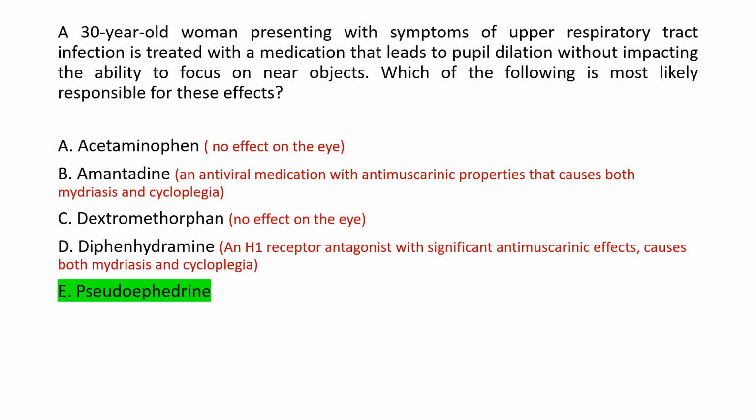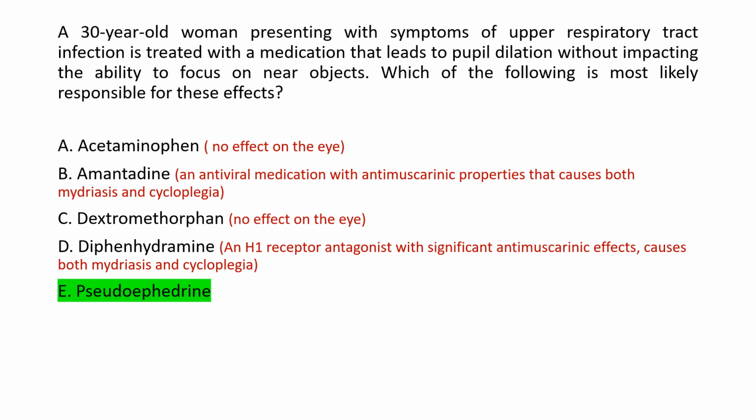Let's have a look at why the other options are incorrect. Option A is incorrect because acetaminophen is an analgesic and antipyretic with no significant effects on the eye or the autonomic nervous system. Option B is incorrect because amantadine is an antiviral drug and has antimuscarinic activity, which means it blocks muscarinic receptors. This would lead to mydriasis with cycloplegia, not mydriasis alone. Cycloplegia occurs because the ciliary muscle controlled by the muscarinic receptors becomes paralyzed, impairing accommodation.